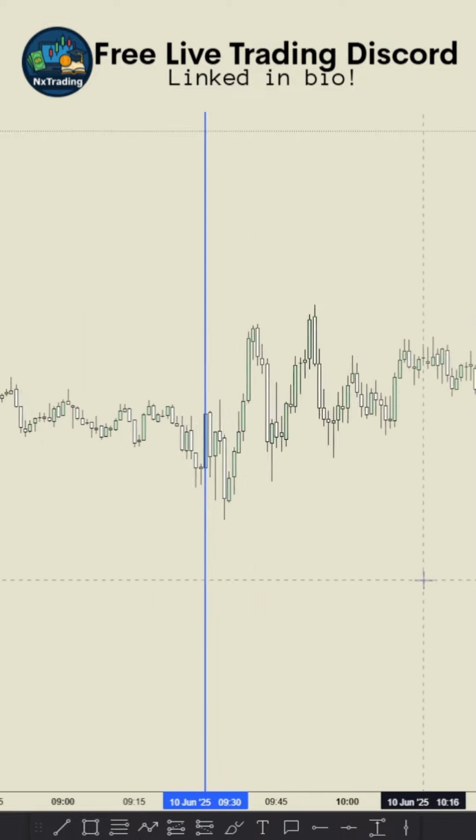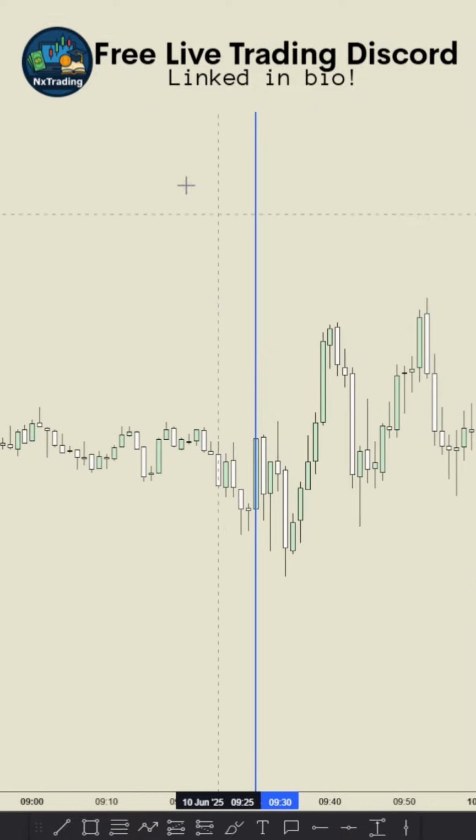However, I don't trade outside of the New York AM session. But yeah, so that was the trade that I took today, and those were the confluences behind it.